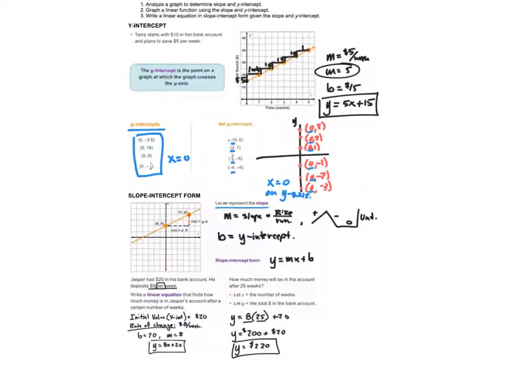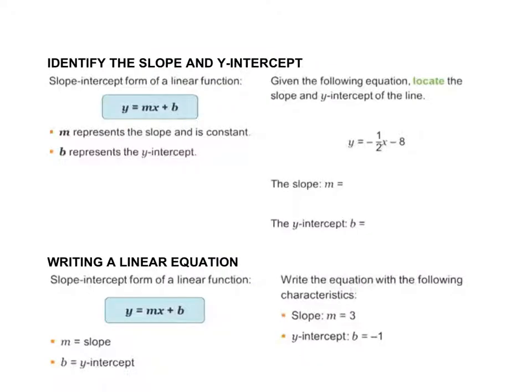So let's take a look at the next page, look at more on writing these equations. On the next page, we are identifying the slope and a y-intercept from an equation. So we have this general form, y equals mx plus b, where the number that's in front of the x represents the slope, and b represents the y-intercept. So if I'm given an equation like this, what we want to be able to do is to identify what the slope is and what the y-intercept is.